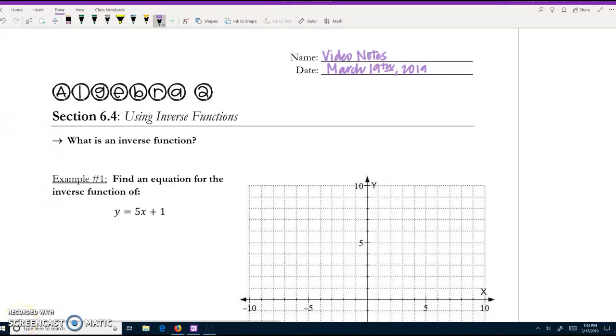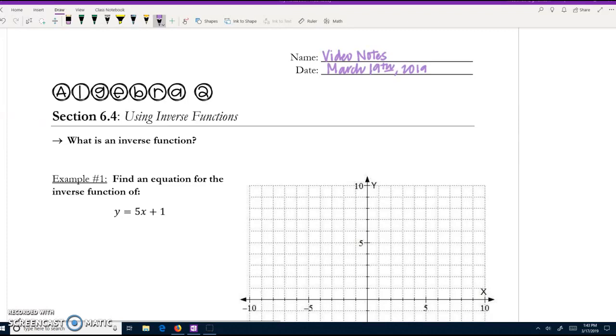Hi Algebra 2 students. This is the video for section 6.4, which you want to watch after finishing your quiz in class today. So we're going to continue on in chapter 6, and the next piece that we're covering is from section 6.4 and is going to go over what it means for something to be an inverse function.